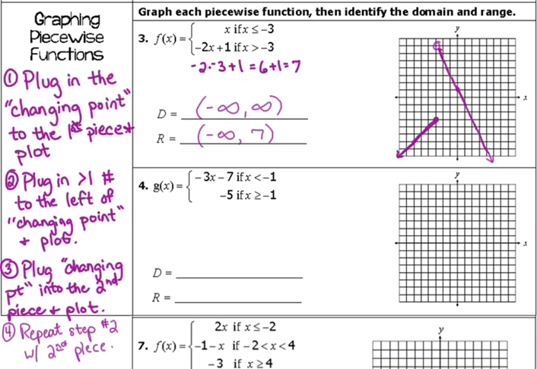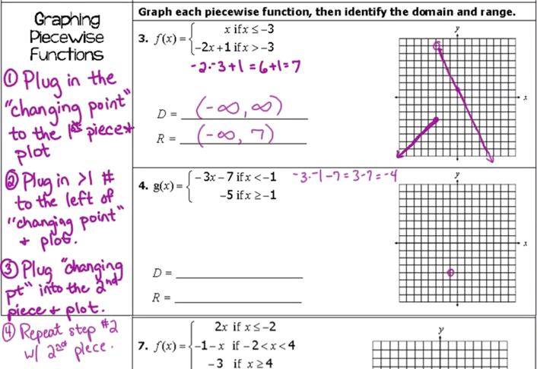And number 4, negative 3x minus 7 if x is less than negative 1, and negative 5 if x is greater than or equal to negative 1. So we plug in our changing point into the first piece and we're going to plot it. So negative 1, when we plug that in, negative 3 times negative 1 minus 7. So that's 3 minus 7, that's negative 4. So we are plotting the point negative 1, negative 4, but it did not have the equal to, so that's got to be an open circle.